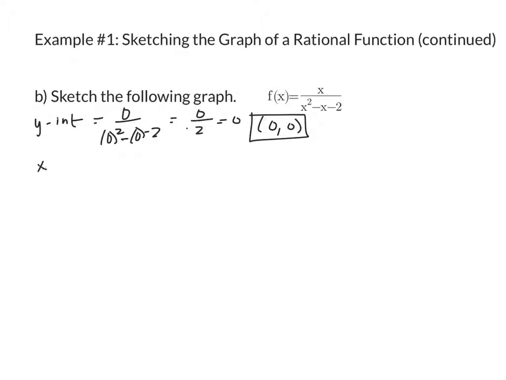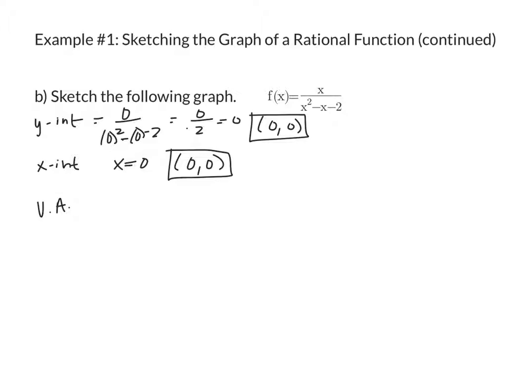Next, we find our x-intercept. That means to set your numerator equal to 0. So that would simply just be x equals 0. Since x equals 0, then as an ordered pair, your intercept is 0, 0. So your x-intercept and your y-intercept are the same. That makes sense because that's the only place that both of them can be the same number.